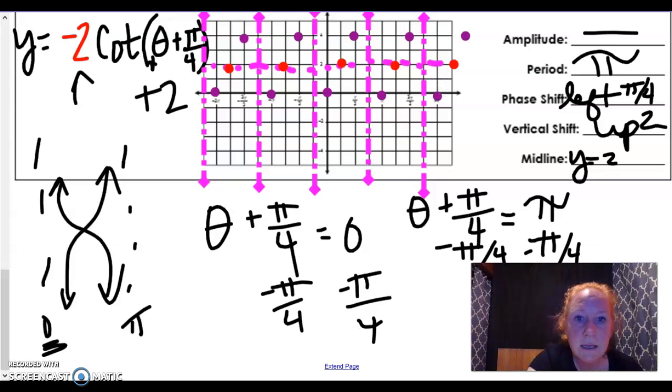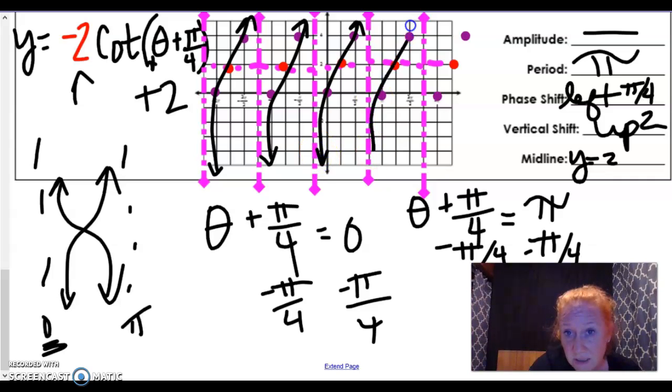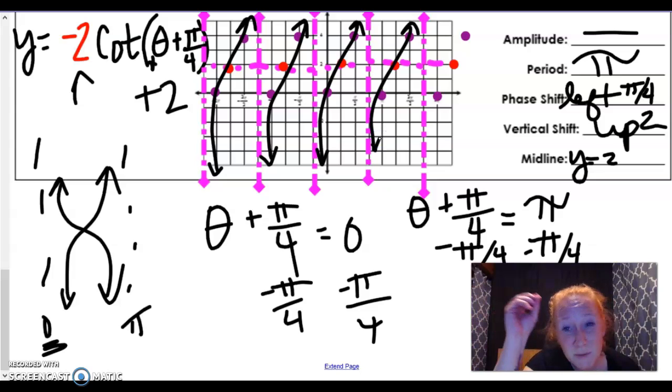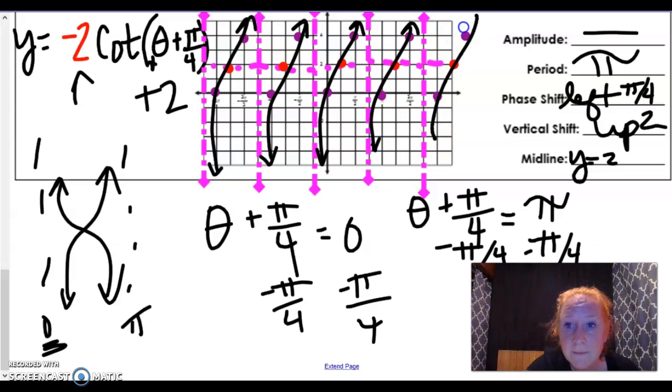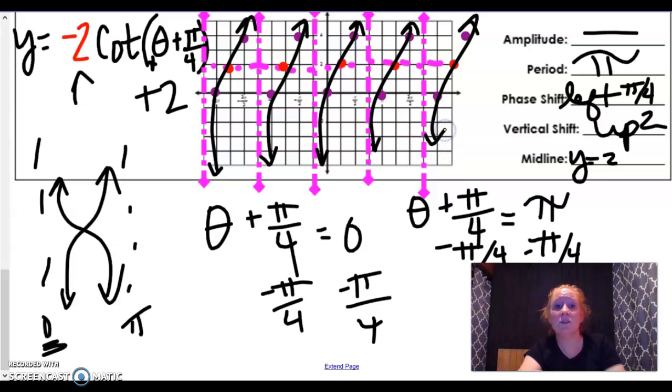Isn't this great? You have done so much of this. You have shifted things up and left. What's different is the mother function looks a little bit different, and you've got some pies. But you can do hard things. There you go. That's a crazy cotangent that had a flip and a vertical stretch and a horizontal shift. Great work.